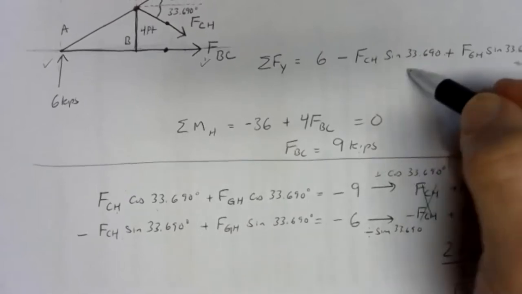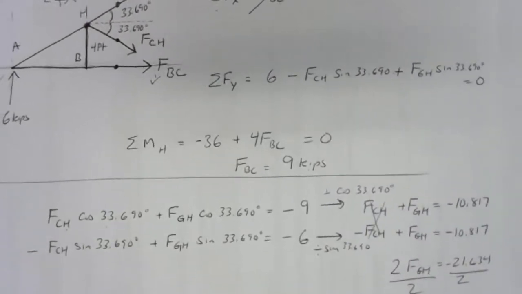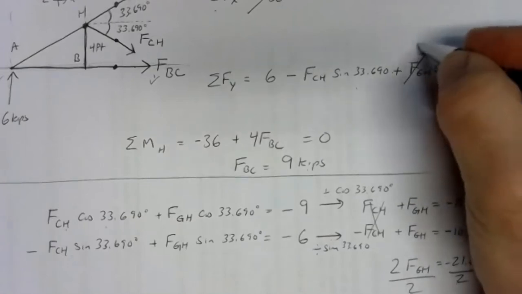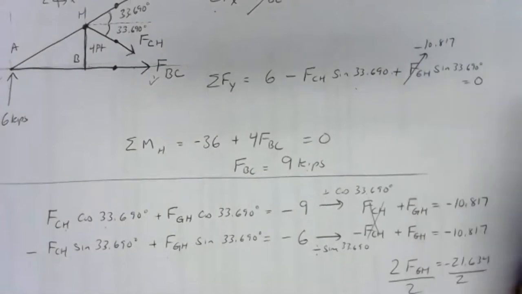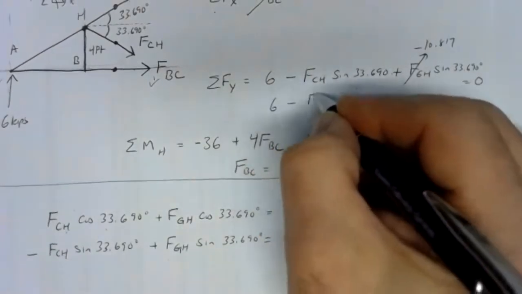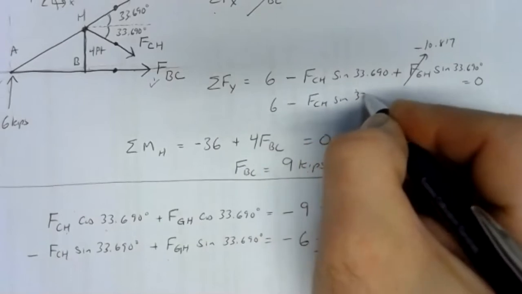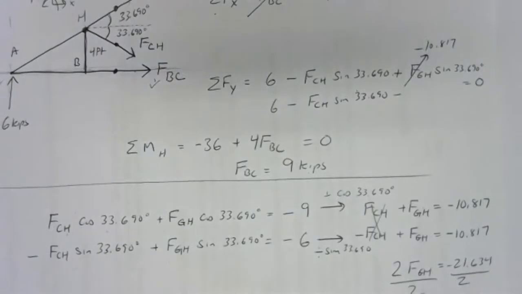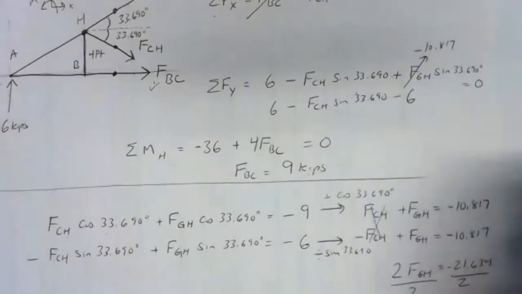So let's go back to the y direction equation for that, just in case there's some error in here. I always like to go back further. FGH was negative 10.817. So we've got 6 minus FCH sine of 33.690. The minus will show up there. It's negative 10.817 times the sine of 33.690. And that gives us a negative 6.